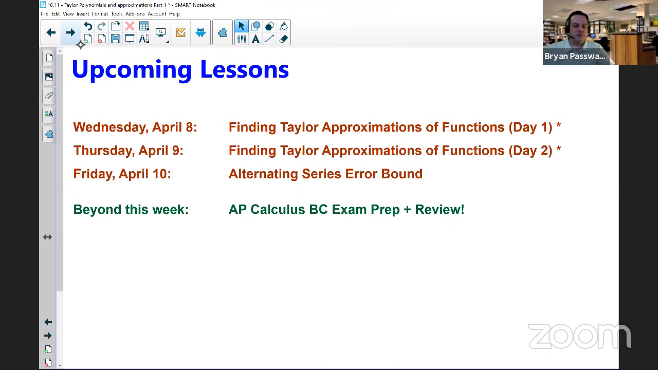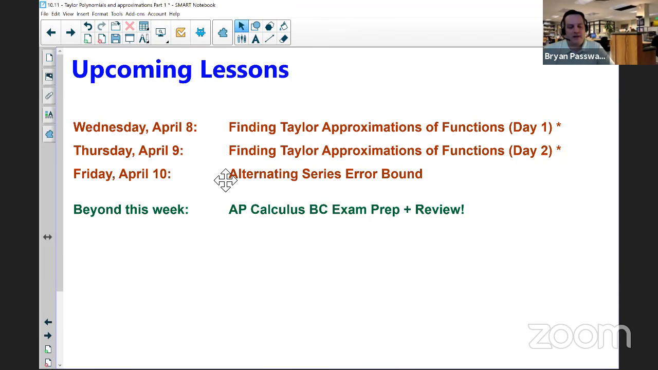So some upcoming lessons. Well, this week we're going to finish out our study of Unit 10. This is the last unit in the Calc BC material. So today I'm going to be talking about Taylor approximations day 1. And then tomorrow Tony's going to come on and do another really amazing lesson on Taylor approximations day 2. And then Friday I'll be back to wrap up our discussion and our Unit 10 with alternating series error bound.